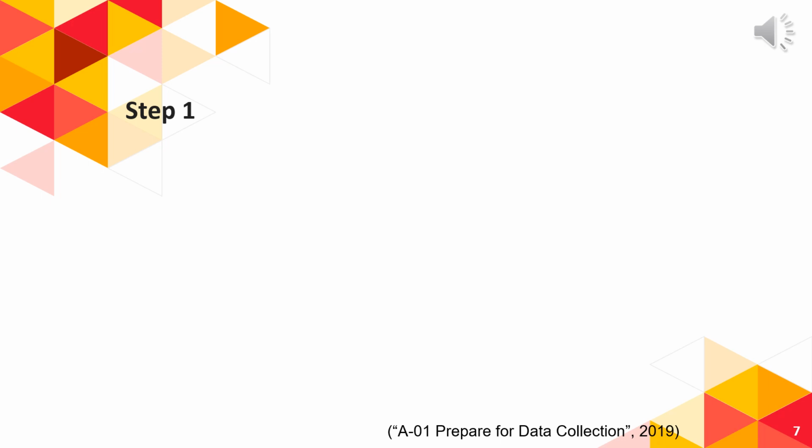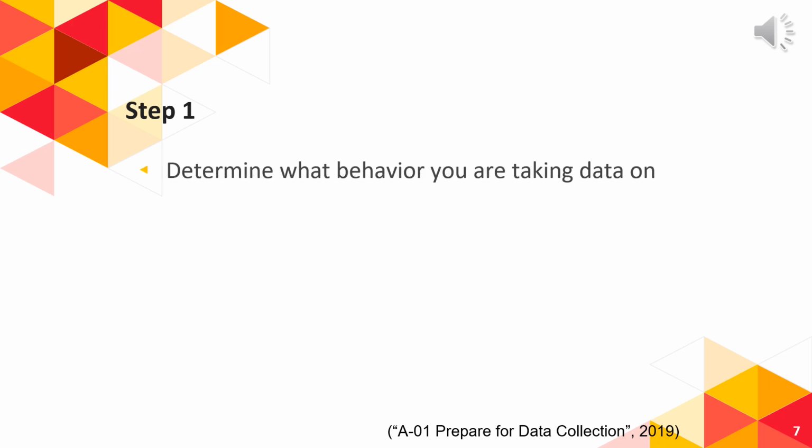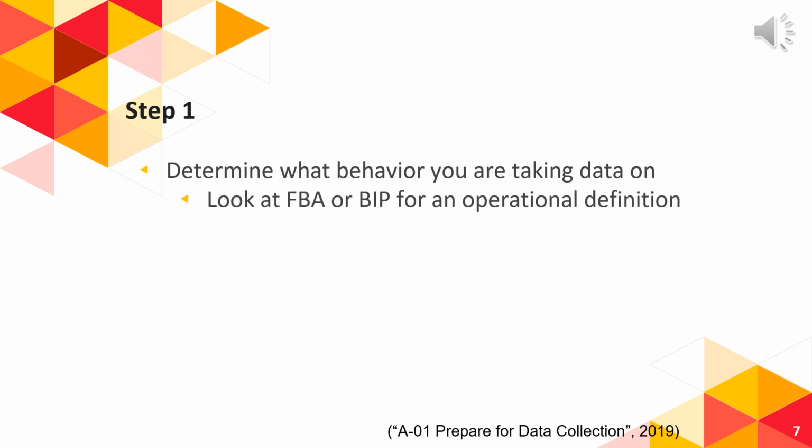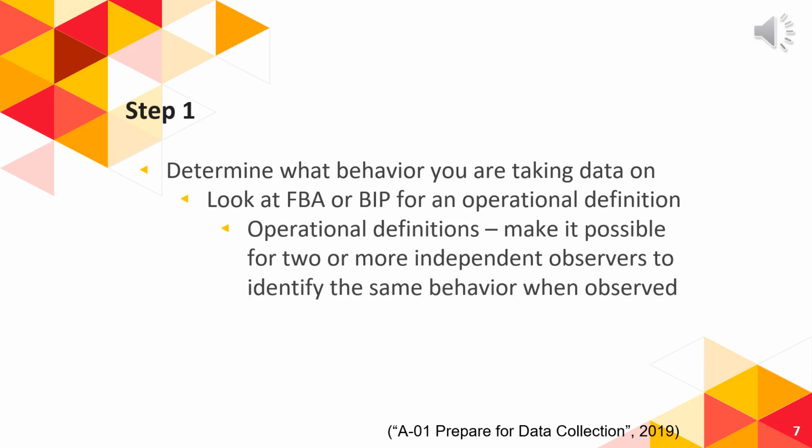Now we will be going over 6 steps to help you prepare for data collection. Step 1. Determine what behavior you are taking data on. For behavior reduction, you can do this by looking at the functional behavior assessment or the behavior intervention plan for an operational definition. Operational definitions make it possible for 2 or more independent observers to identify the same behavior when observed. For skill acquisition, you can look at the skill acquisition plan for what target behaviors you will be working on.